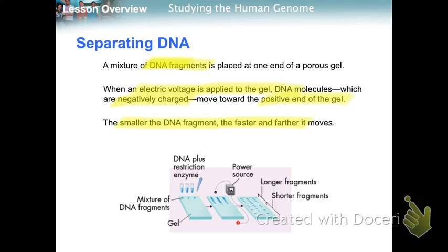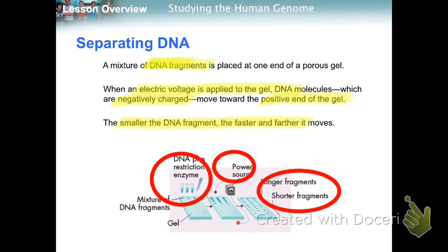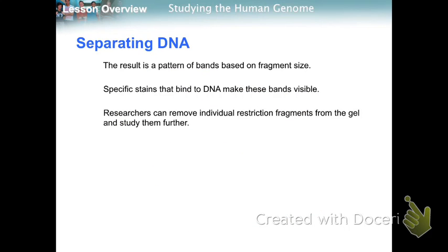So what you see on this graphic down below, the DNA samples are loaded into the top of the gel. An electrical current is applied, and then the longer fragments stay more to where they started, and the shorter fragments move faster and farther. What we get out of this is a banding pattern based on fragment size. We can call it a DNA fingerprint, we can call it a banding pattern. Specific stains that bind to DNA make these bands visible.